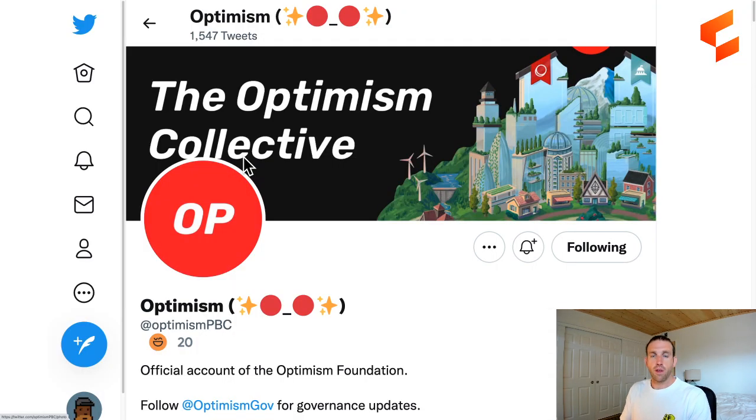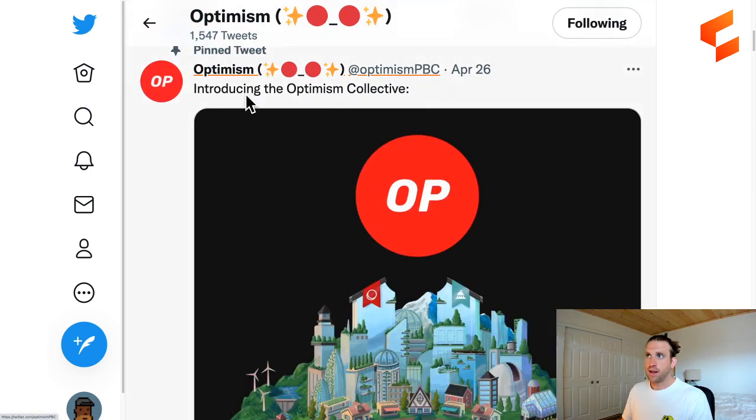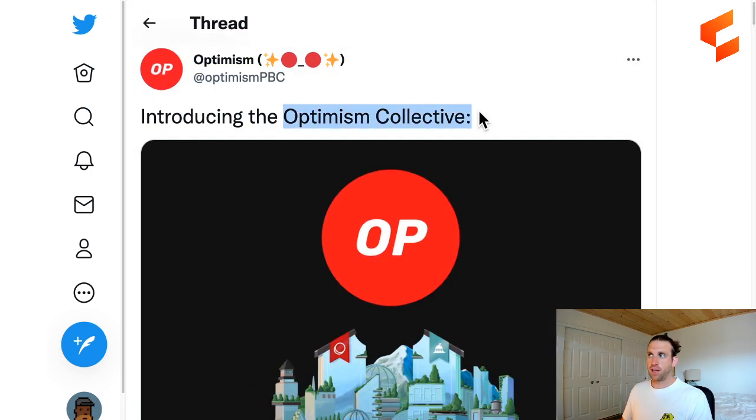Now, a quick story about the OP token. The Optimism blockchain is a layer 2 scaling solution for the Ethereum mainnet. And on April 26th, they introduced the Optimism Collective and their OP token. This was also when they announced who would be eligible for claiming the tokens for the first airdrop.